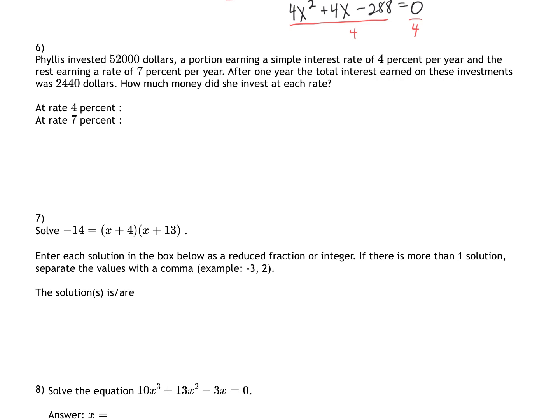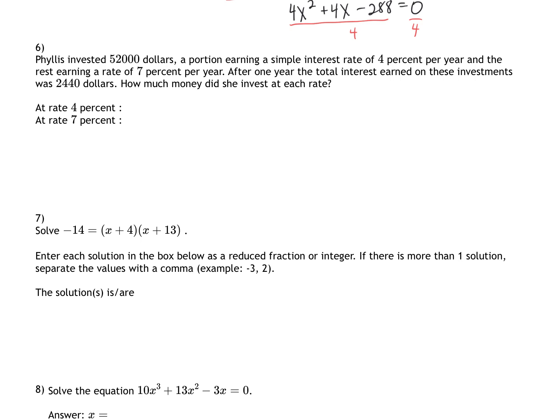All right, number 6. Phyllis invested $52,000, a portion earning a simple interest rate of 4% per year, and the rest earning a rate of 7% per year. After 1 year, the total interest earned on those investments was $2,440. How much money did she invest at each rate?